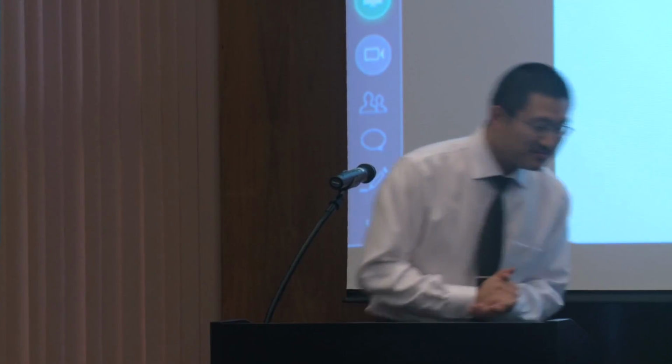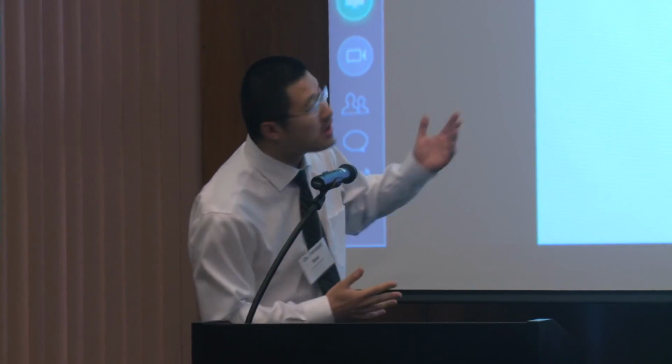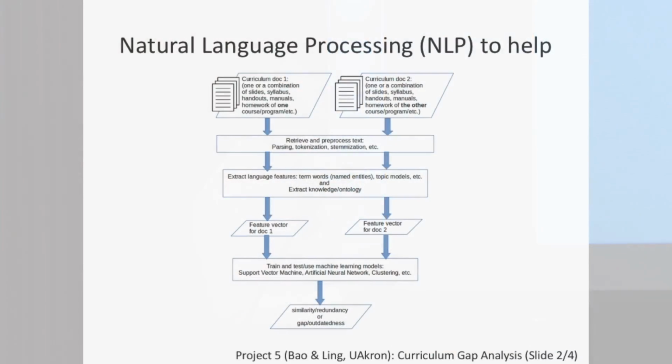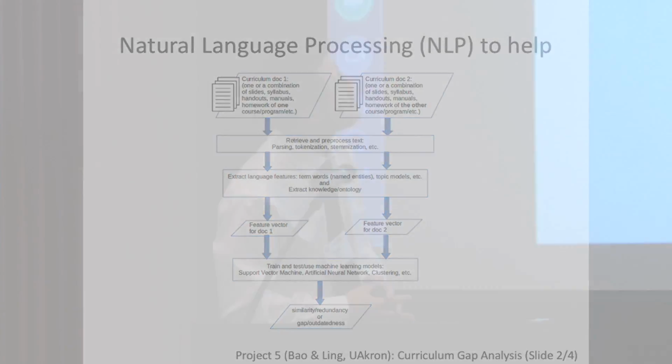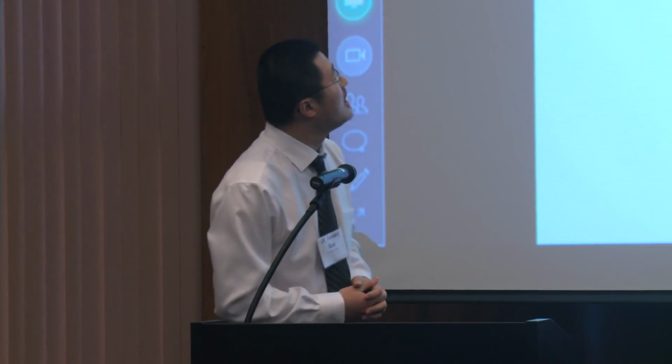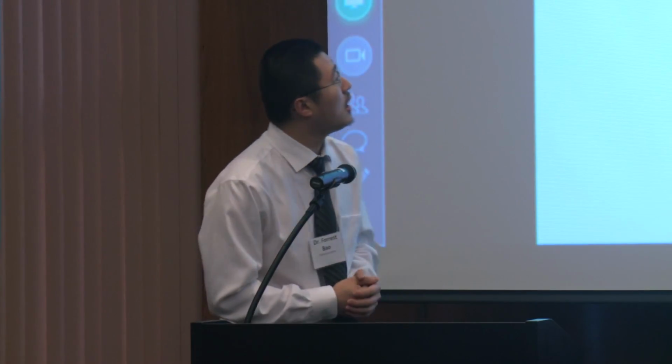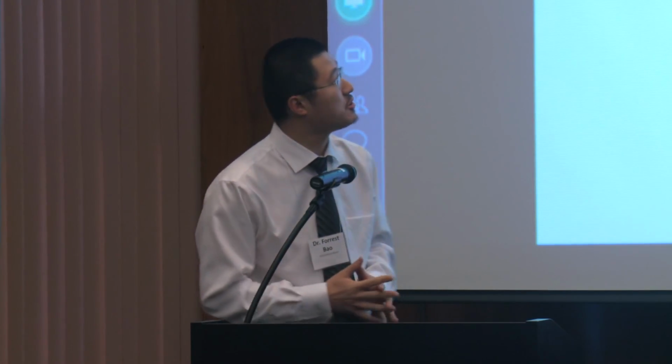So here is a hypothetical pipeline we want to use. You can see from the input, we have two technical training documents. The first thing we will do is some pre-processing on the text information, for example, parsing and tokenization. And then after that, we want to extract something called language features. For example, it could be technical term words, which are called named entities in natural language processing.